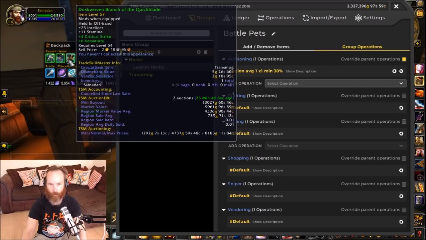Now looking at this branch of the quick blades, you can see here that the min buyout at 13,000 is quite a bit higher than the region market value of 4,300. So we've set a maximum of 8,000. So we're going to be undercutting by quite a large margin on that one, simply because you can see here that the 13,000, especially when you look at the sale rate of 0.01 and a sale average price of 739 gold, you know that this is rather largely priced. So what we're trying to do here is just make sure that we go well under that 13,000 at 8,000, so we're taking a large chunk out of that artificial inflation.